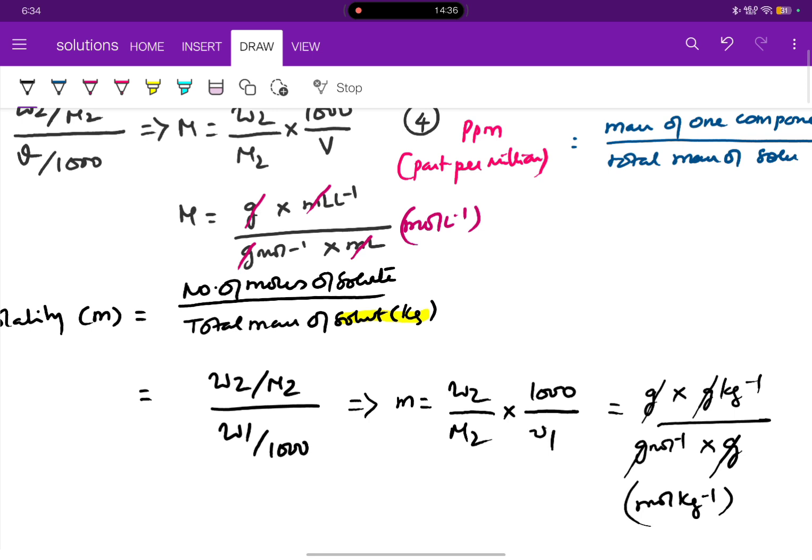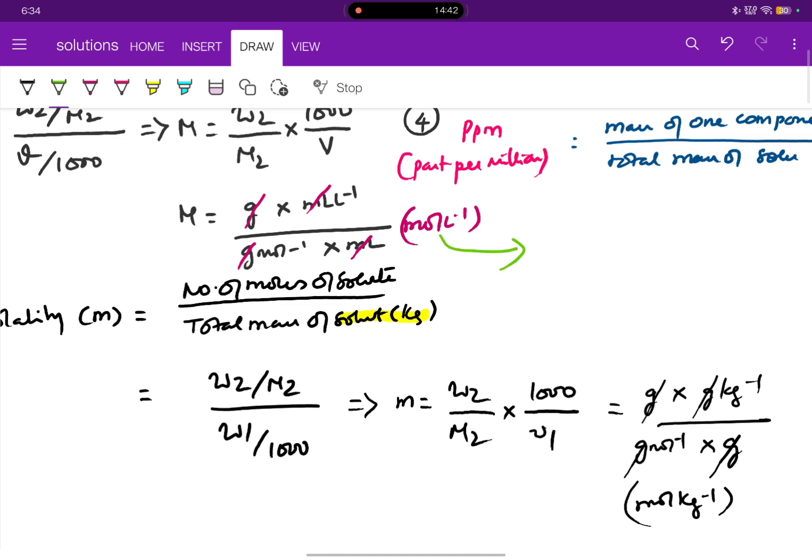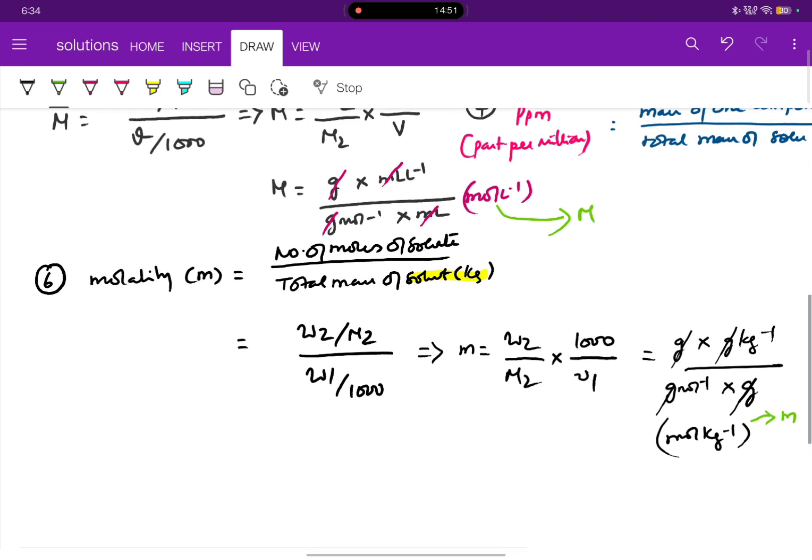So this mole per kilogram and mole per liter can also be written as capital M. This can be written as small m. Okay. Okay? Yes, sir.